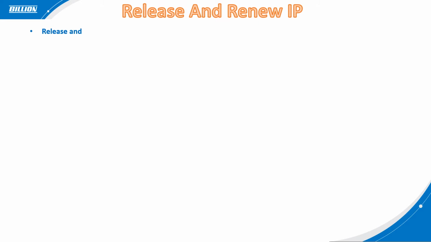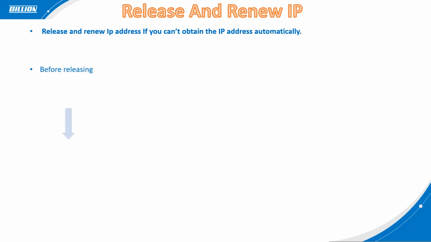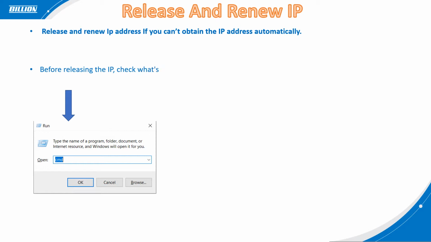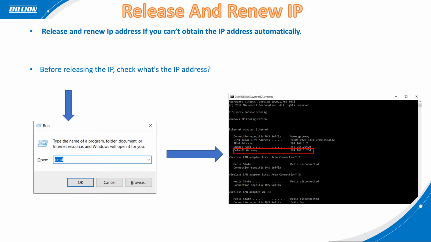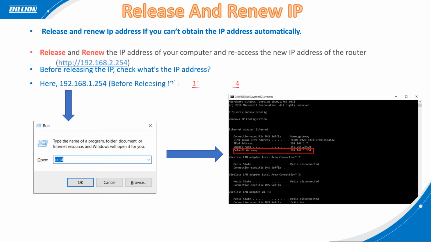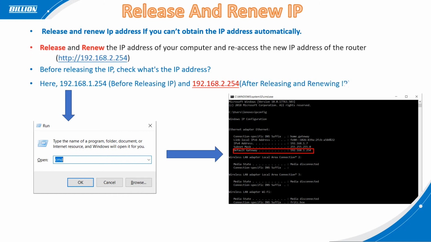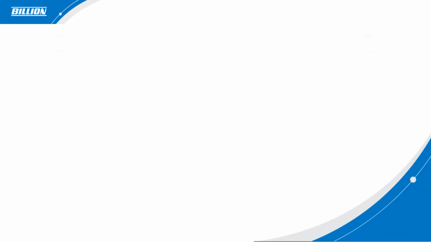Why do you want to manually release and renew IP address? If IP address is not automatically obtained, go to command prompt: press Windows key and R key at the same time. Then type CMD and press Enter. Type ipconfig at the prompt window, wait for a while, and observe the IP address issued by the DHCP server. In this example it will be 192.168.1.254 as the default gateway, and 192.168.1.7 as the IP address issued to the PC.